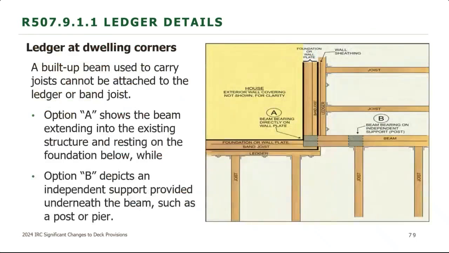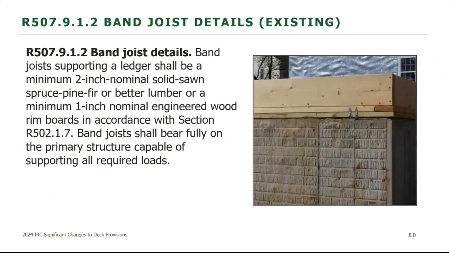Ledgers, again, no changes here, but ledgers cannot support point loads. So if you do have a beam that's coming in, you need to add in an additional post or take that beam all the way into the actual structure itself. The band joist details for the house.